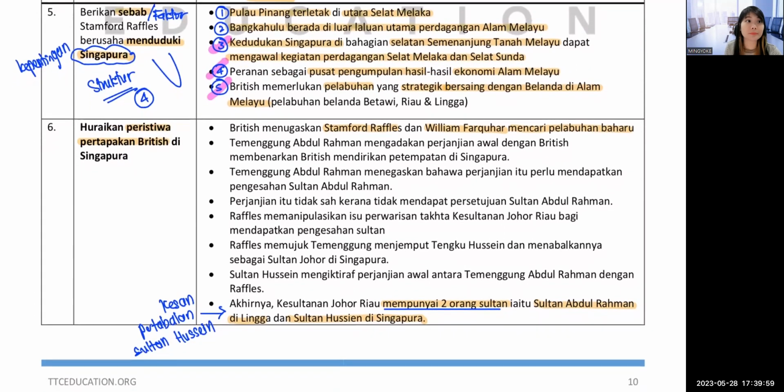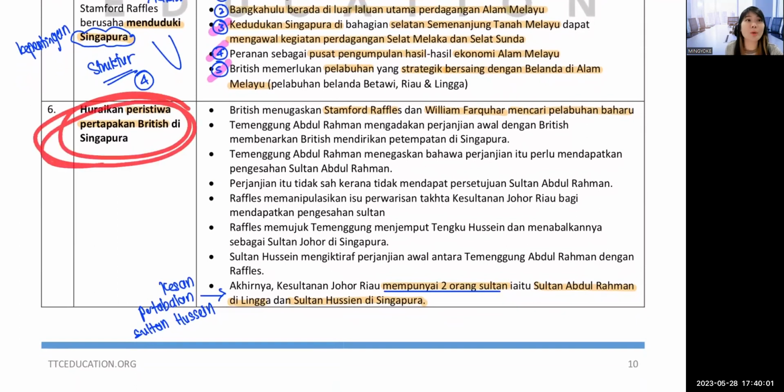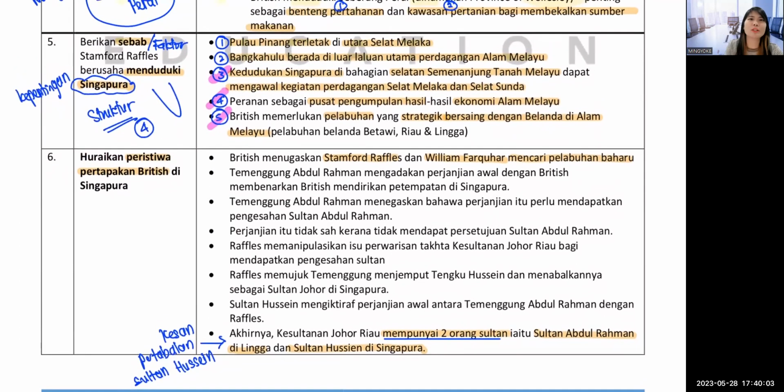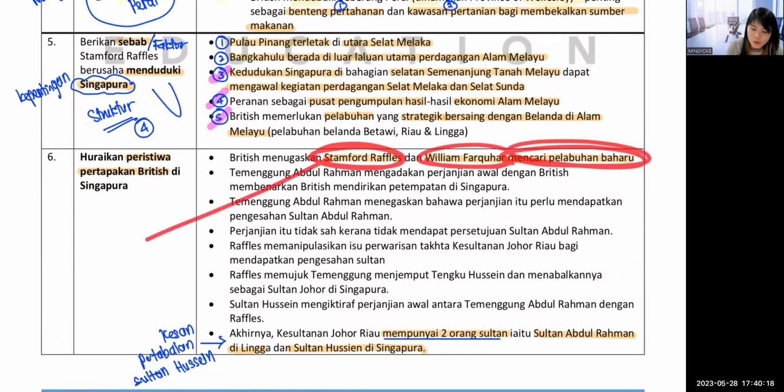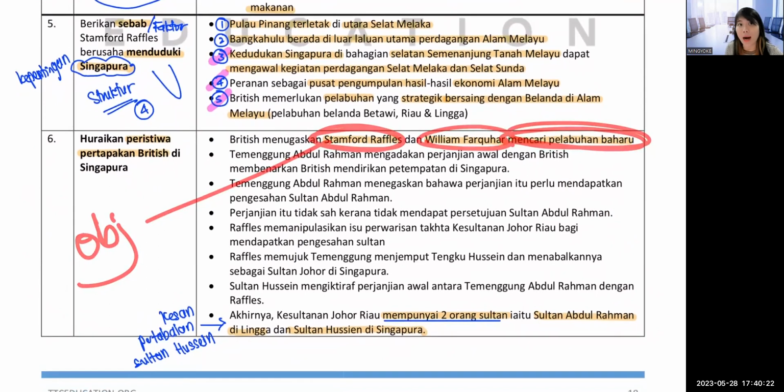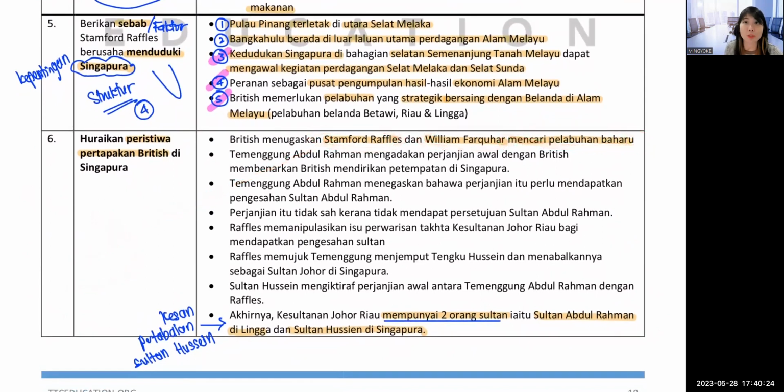Okay, so finally, question number 6. This one is not very important, but you can go through it. It's talking about overall how the British came to Singapore. Basically, it is because the British sent Stamford Raffles and William Farquhar to find a new area. Usually the objective question will ask you, who was sent to find Pelabuhan Baharu? Who found Singapore? These 2 guys.